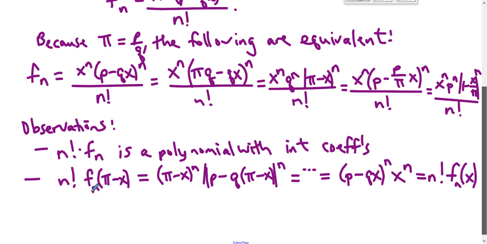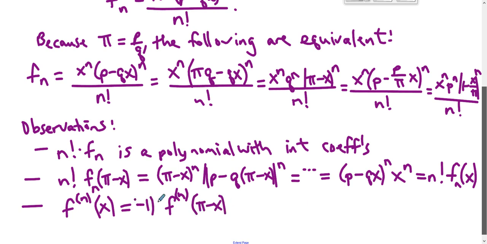So the numerator with pi minus x in is the same as the numerator with x in. And that means, because the derivative of this is -1, that the nth derivative at x is related to the nth derivative at pi minus x, but you've got that factor of -1 to the n to deal with.